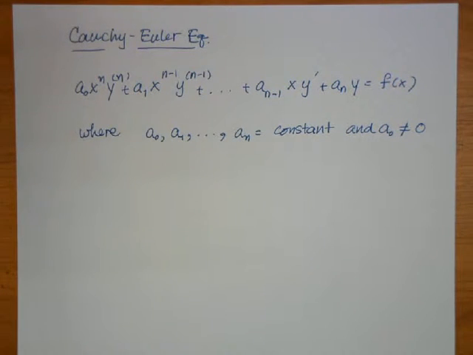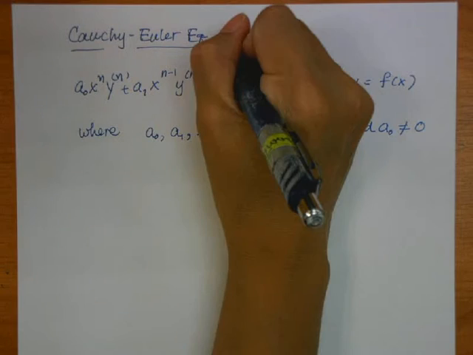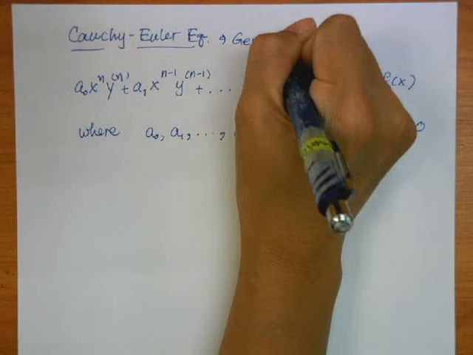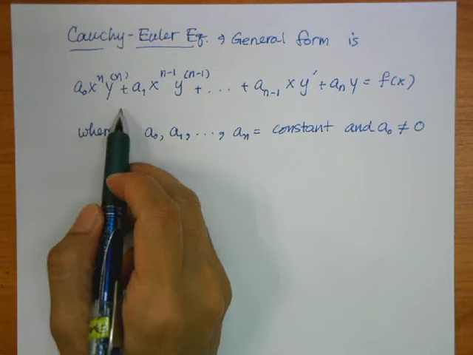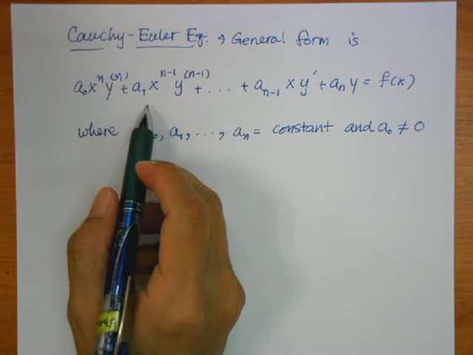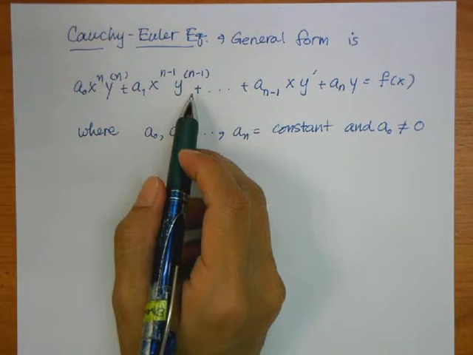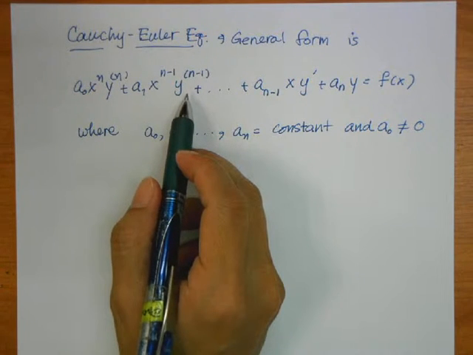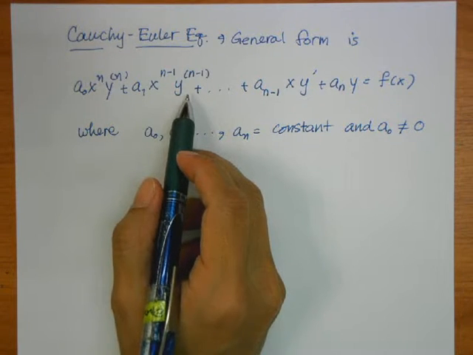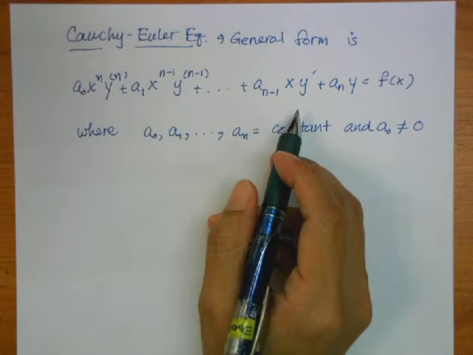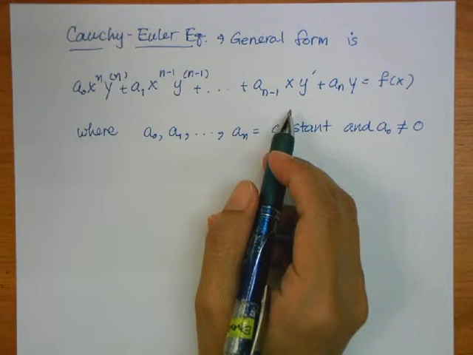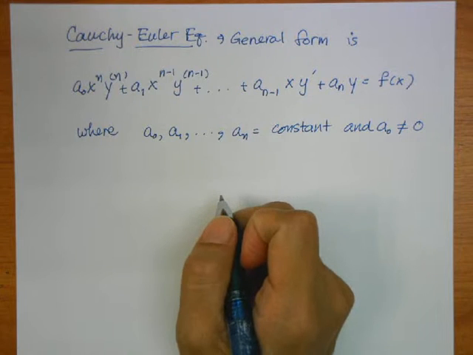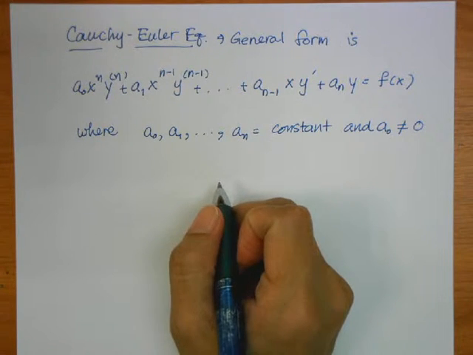Okay, for the next topic, we are going to talk about the Cauchy equation, which has the general form: a0 times x to the power n times the nth derivative of y, plus a1 times x to the power of n minus 1 times the (n minus 1)th derivative of y, and so on until a(n minus 1) times x times the first derivative of y, plus an times y, is equal to f(x), where a0, a1 until an are constants, and a0 is not equal to 0.